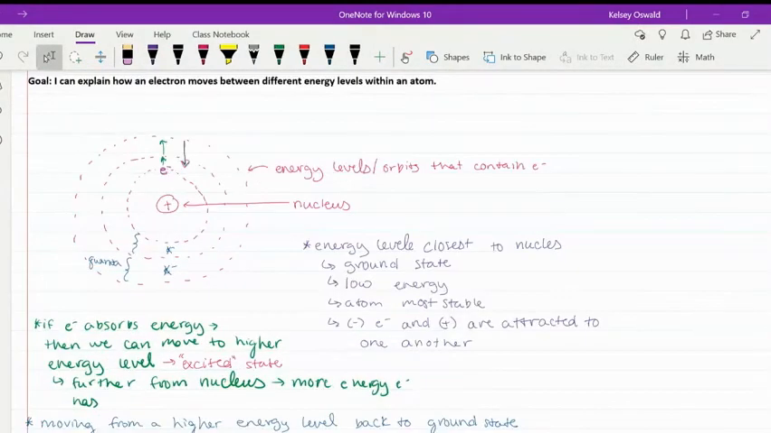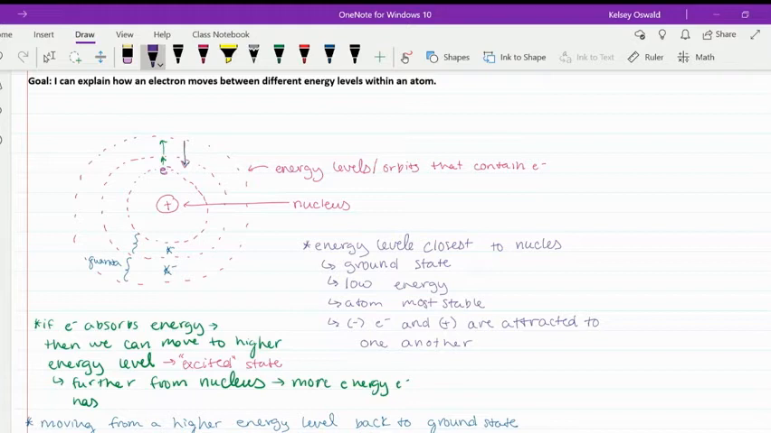Of the atom, we have our positive nucleus at the center. Surrounding that positive nucleus, we have different energy levels or orbits where our electrons can exist. Our electrons start out in the ground state, the lowest energy level, closest to the nucleus. That's because our negative electron and positive nucleus are attracted to one another. If we want to move that electron farther away to a higher energy level, it needs to absorb energy.